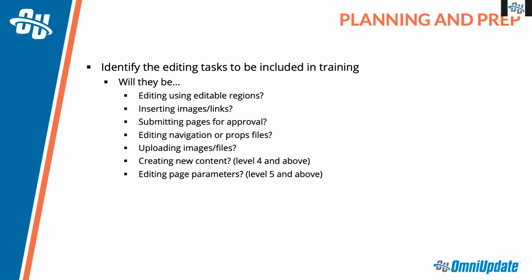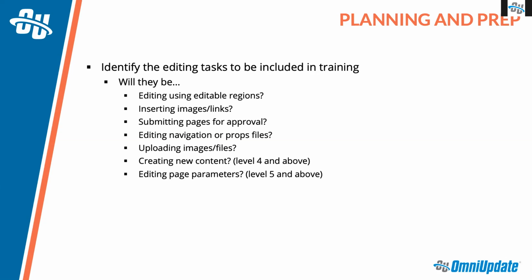Now, some of these questions you can answer purely by the level that your editors are going to be. So creating new content is only levels 4 and above. So if all of your editors are level 3, you won't need to include that. They don't have that ability. Editing page parameters, again, level 5 or above. Uploading images and files is actually a level associated ability. So level 6 and above by default can upload images and files, but that is something that you could actually give to someone lower level. So there's not a nice clean cutoff there with level. You would have to actually check and see what permissions you've given those people.